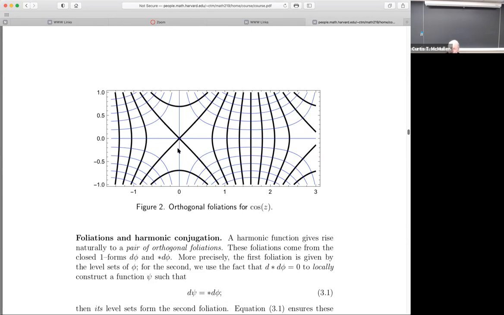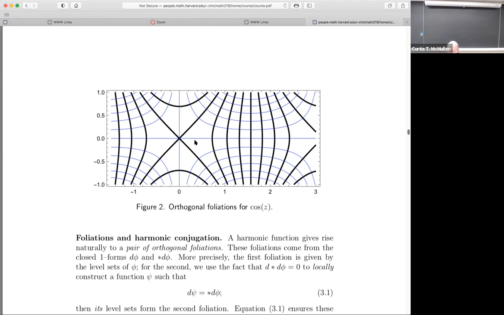That's occurring not because cosine z vanishes there, but because its derivative, sine z, vanishes there. And at a place where a harmonic function has a zero derivative, it has to have a sort of saddle shape, and consequently the level sets come together. In this case, at a simple zero, the level sets of, say, the real part of cosine form a cross in one direction, and the level sets of the imaginary part form a cross that's rotated by 45 degrees.